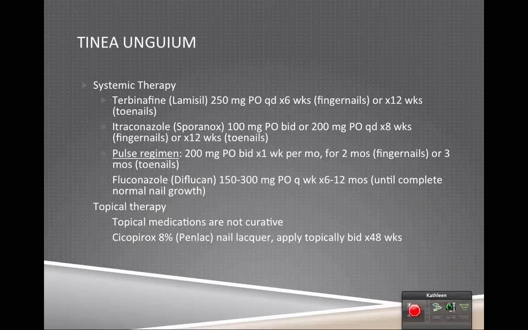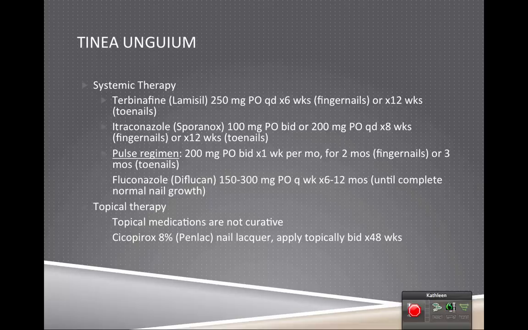Tinea unguium, that you treat with systemic therapy: Lamisil 250 milligrams every day for 6 weeks for the fingernails and 12 weeks if toenails. You can also treat with Sporanox, which is 100 milligrams PO BID, or 200 milligrams PO daily for 8 weeks if they're just fingernails, and 12 weeks if it's toenails. You can also do a pulse regimen, which is 200 milligrams PO BID for 1 week per month. Okay, so 200 milligrams daily, twice a day for 1 week.